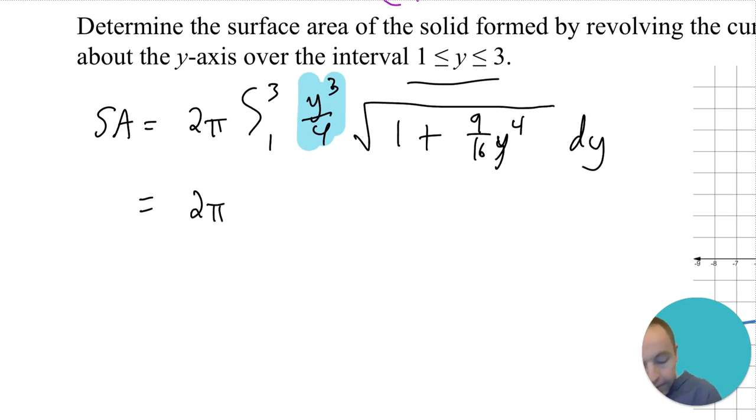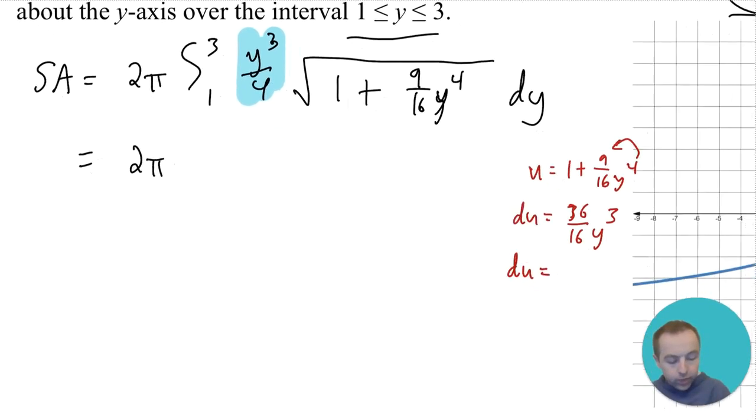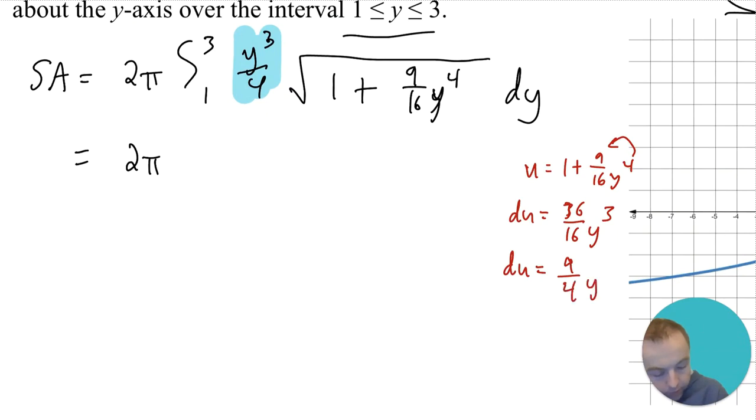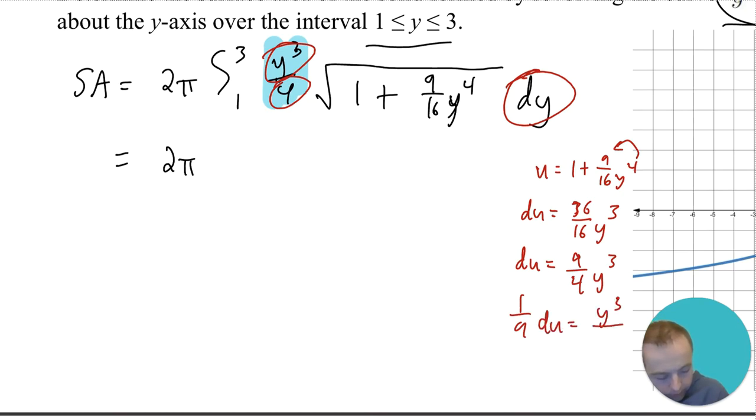So 2 pi, and we'll have to do some u substitution. We let u be the quantity inside the square root, so 1 plus 9/16 y to the fourth. Then du is, bringing the 4 in front, 36/16 y to the third, which you can reduce because both are divisible by 4, making it 9/4 y to the third. That's pretty cool, because you want to replace the 4 down there, the dy, and the y to the third. You don't really need the 9, so you could make 1/9 du equal to y to the third over 4, with the dy in there too.